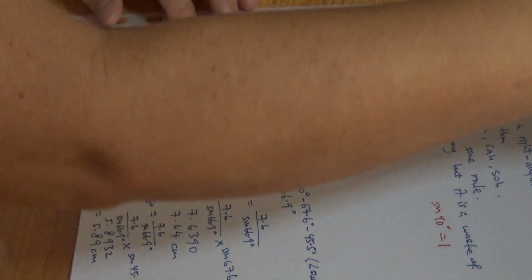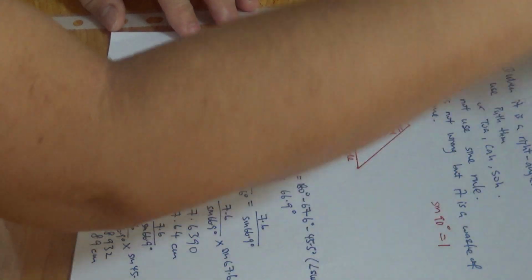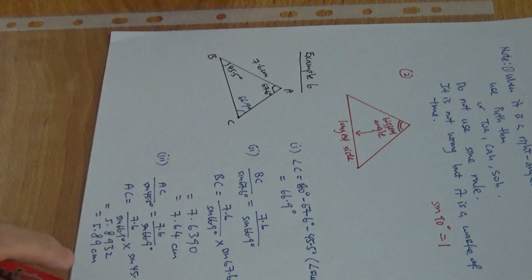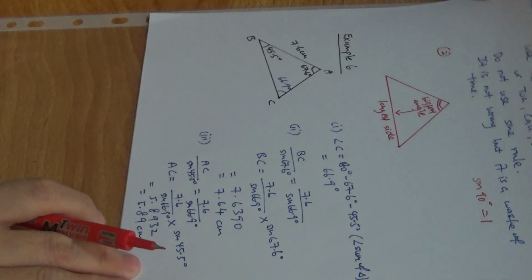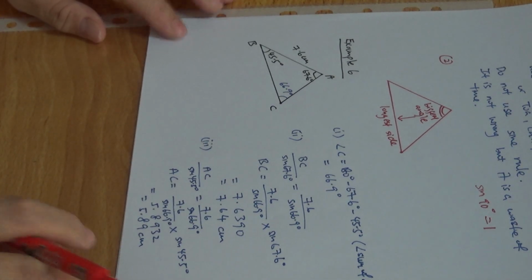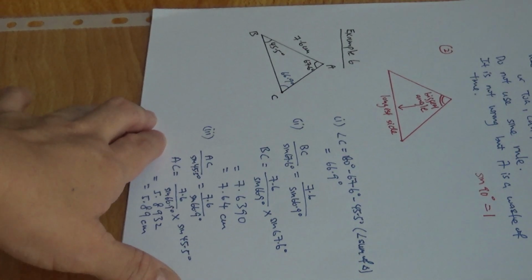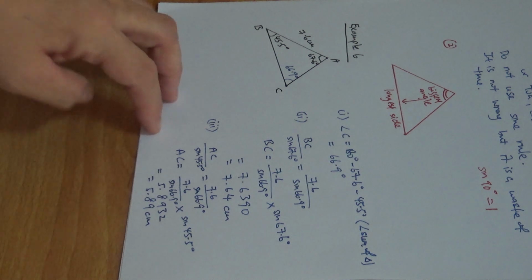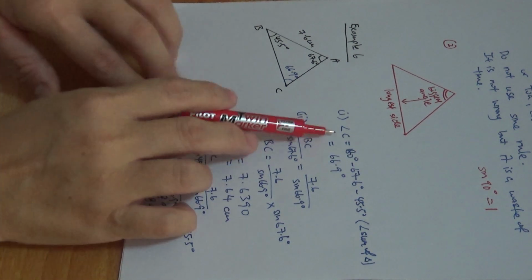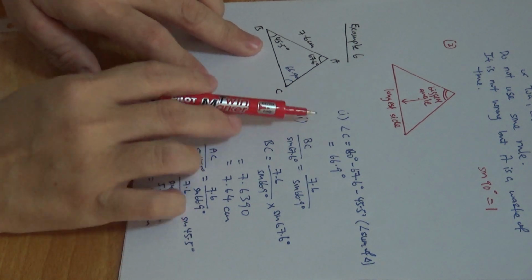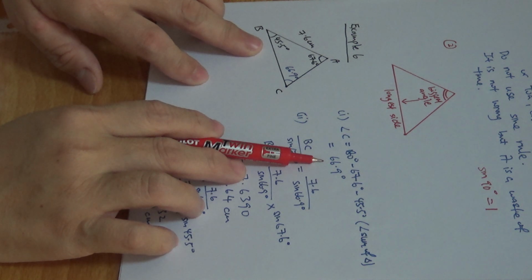Now I am going on to example 6 of your textbook. Let's take a look at example 6 on page 189. I'm going to show you how the sine rule is applied to example 6. First part, they ask you to find angle C. This angle C needs nothing, you just need the angle sum of a triangle, and you will get 66.9 degrees.